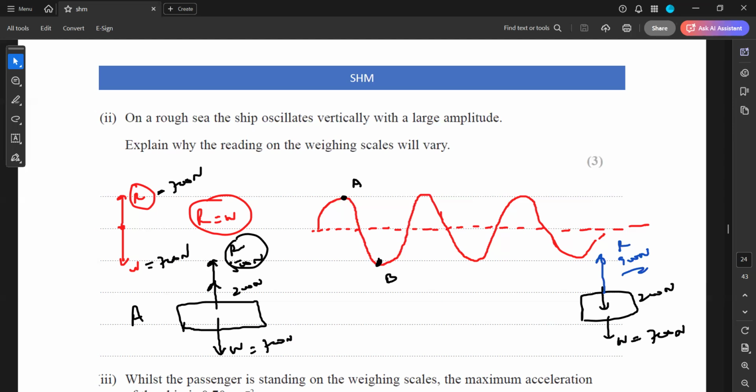When the object is above the equilibrium position, there is an upward force. As a result, there is less normal contact force, or smaller normal contact force. So the reading on the balance will decrease. Is it clear? Any doubts in this?